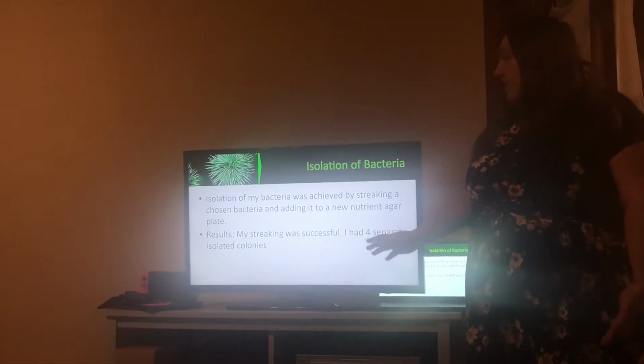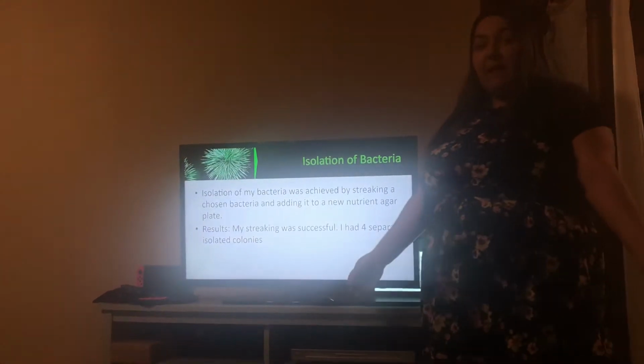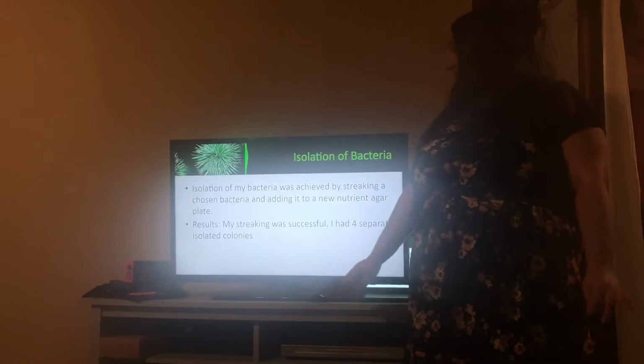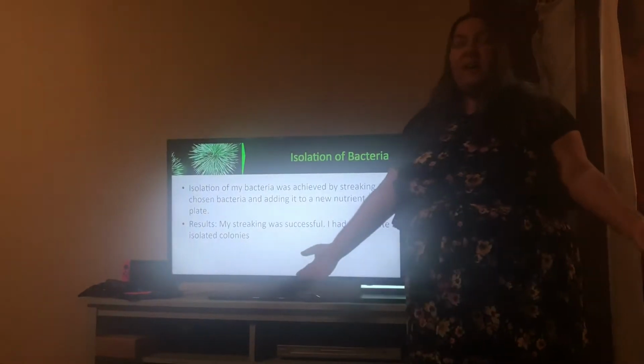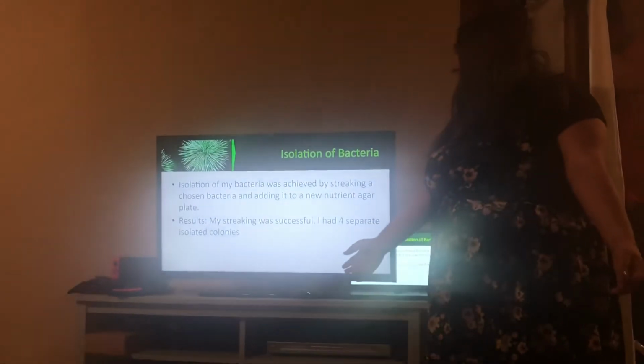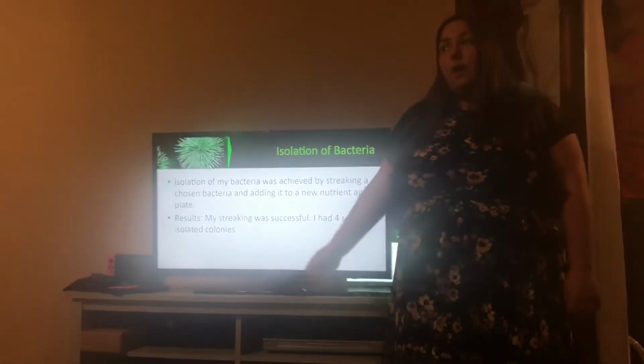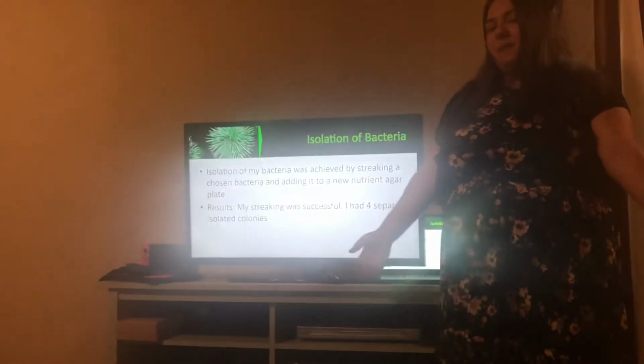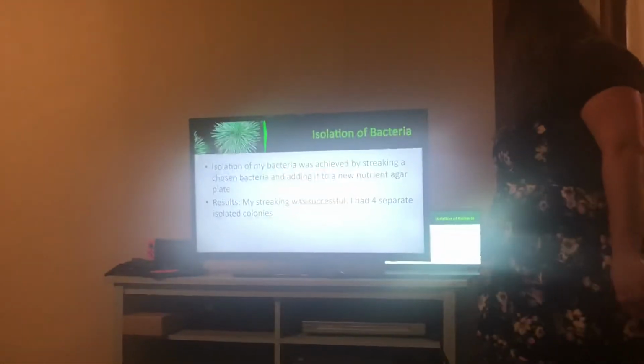Looking at the isolation of my bacteria, the isolation was achieved by streaking a chosen bacteria and adding it onto a new nutrient agar plate. My streaking was successful, although I didn't do a great job. I did end up having 4 separate isolated colonies, so that was all I needed for it to be successful.